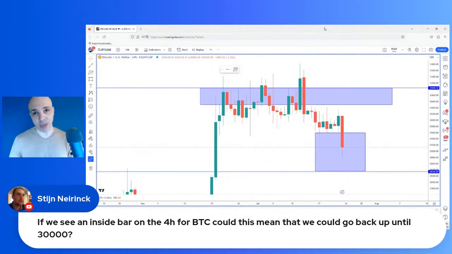The 4-hour chart is obviously a smaller time frame. So if we see, to answer that question, if we see the inside bar on the 4-hour chart, yes, we are in an ideal location. This is now an ideal location.